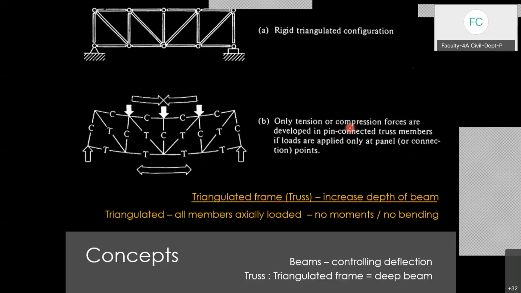As you know, suppose this is a truss structure, and if you apply a load on it, yes, you will have the compression part in the top portion while you will have the tension part in the bottom portion. So only tension or compression forces are developed in pin connected truss members. When we talk about the truss, each member will be either in compression or in tension.